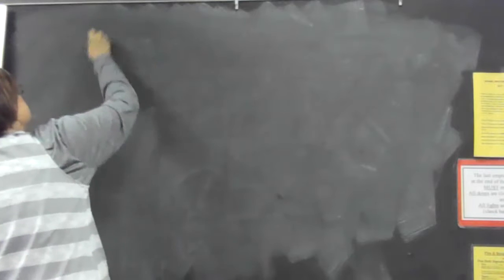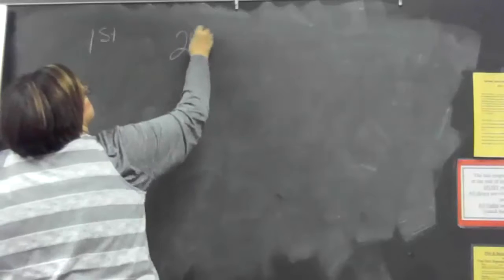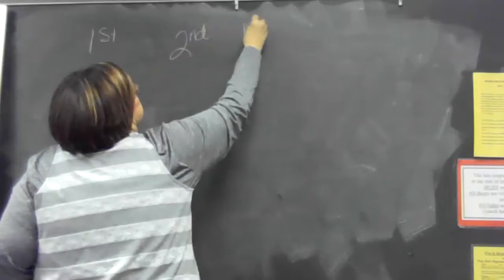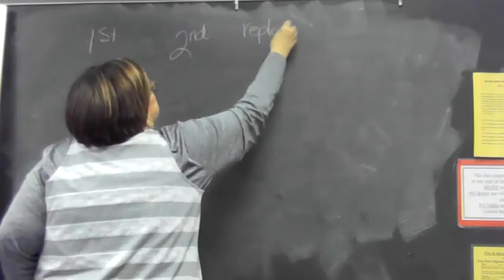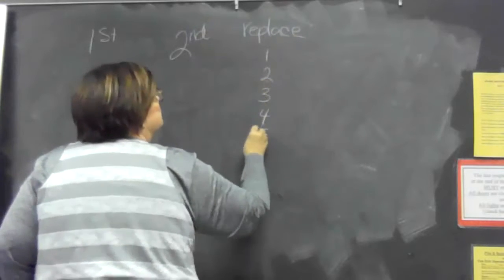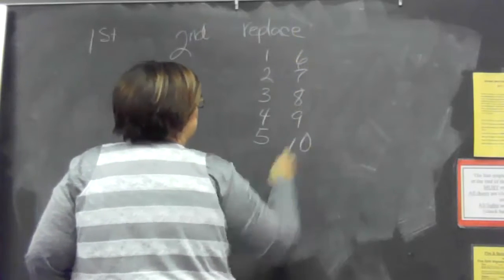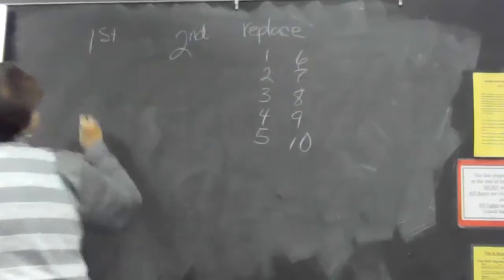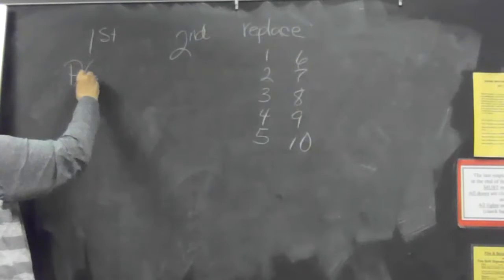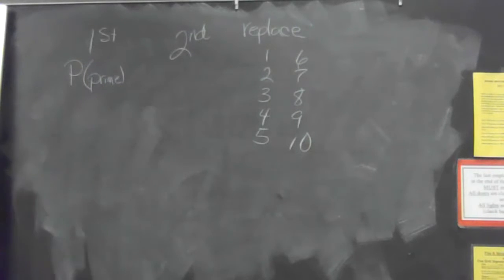So I'm going to draw 2 cards. Here's the first one. Here's the second one. And I'm going to replace. So when I draw, I'm going to put the card back in the box. Okay, so they want the probability the first time I put my hands in there, I'm going to get a prime. I hope I'm remembering correctly. Prime number on both of them.